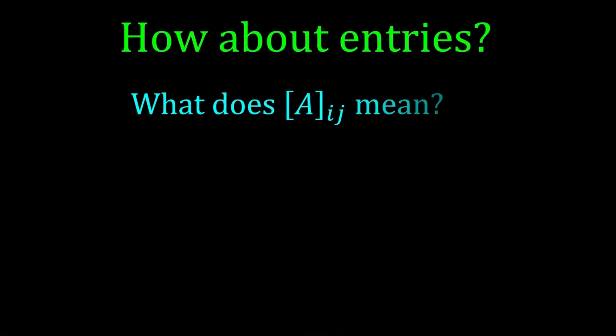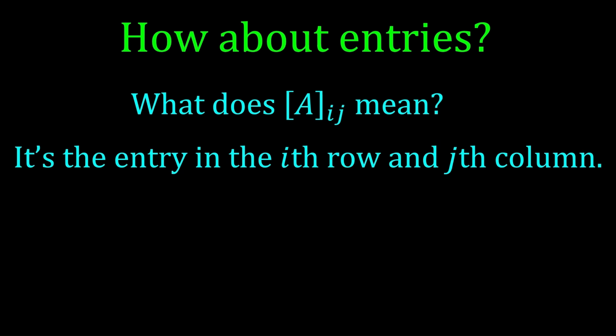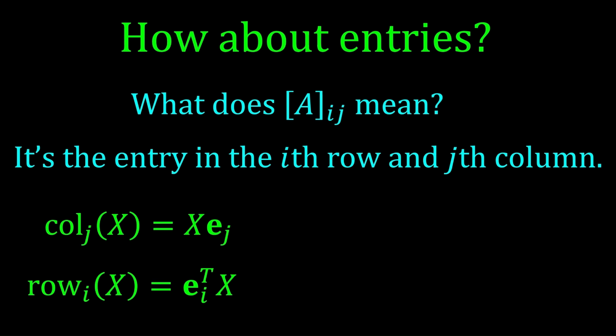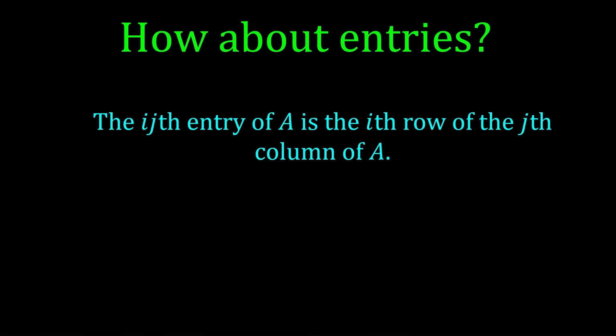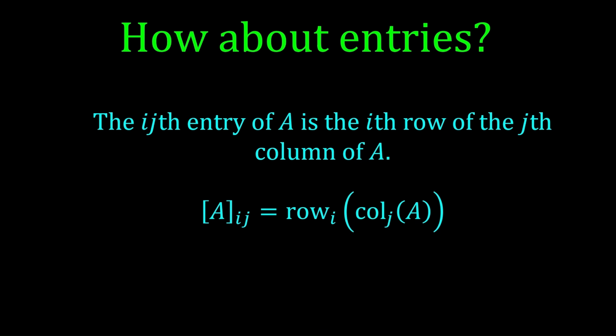How about entries? Well, what does the ijth entry of A mean? Well, it's the entry in the ith row and jth column, right? So you can use that idea and use both the column and row formulas to find a formula for A_ij. You can try it yourself, but we're going to go through it as well. We're going to use this pretty nice idea: the ijth entry of A is the ith row of the jth column of A. So what does that mean? Well, first let's just do that. Ith row of the jth column. And using the formulas, you get e_i transpose A e_j. It has a nice ring to it.